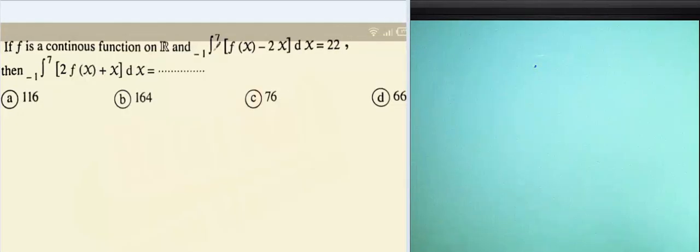Question 17. If f is a continuous function on R, and the integration from negative 1 to 7 of this function equals 22, you want to find the integration from negative 1 to 7 of 2 f of x plus x dx. Think about it: we can find here the integration of f of x and put the result here in the example. Okay, look at with me.